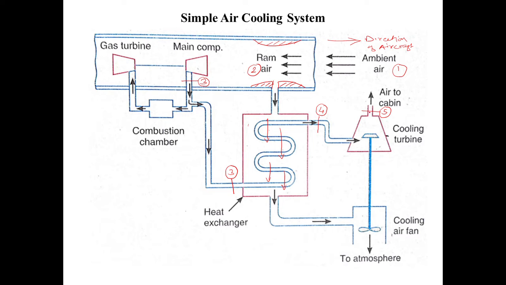Now at state number 5 the air will be supplied to the cabin. Now we need to understand whether the state of this particular cabin will be different than the number 5, or will it be the same. For that I'll just explain over here. See, you have the cabin or you have the room, let's say something like this. This is the room which I am supposed to cool.